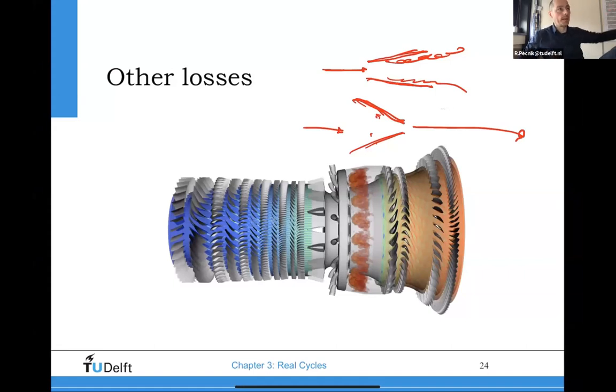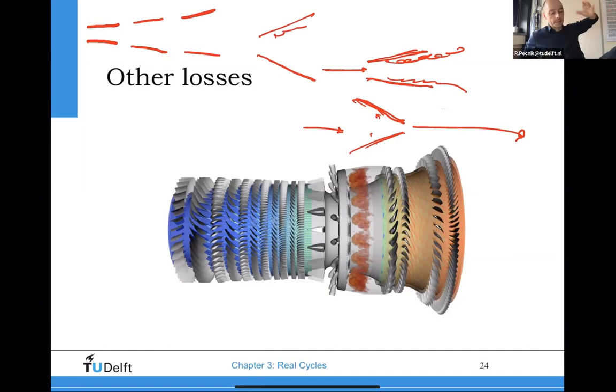That's why you have so many compressor stages, because if you make a compressor stage that looks something like that, you will have a large flow separation. So you need many diffusers after each other with a very small opening angle so that you don't get flow separation. And that's why you have 16 compressor stages and maybe 4 turbine stages, okay?